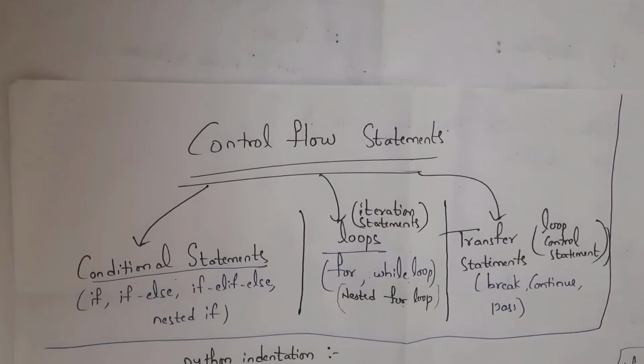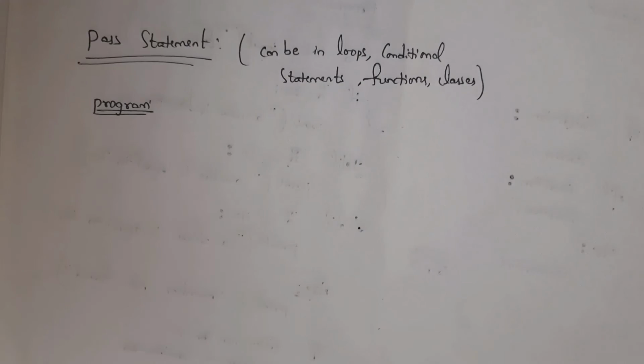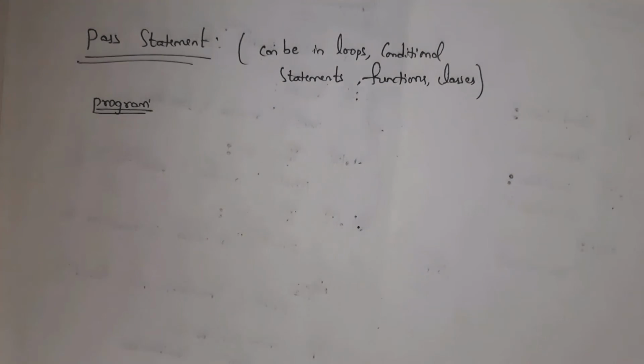This is an example. Next I will explain transfer statements. We also call these transfer statements loop control statements. These transfer statements are classified into 3 types. They are break, continue and pass. I will explain each of them by giving an example. If you don't want to write anything inside loops or conditional statements or functions or classes, then you need to use the pass statement. I will give an example.